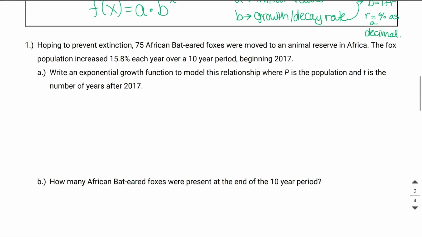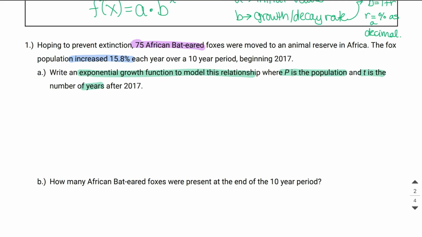Okay, so let's take a look at an example here. Hoping to prevent extinction, we are told that we have 75 African bat-eared foxes. They were all moved to an animal reserve in Africa. The fox population increased by 15.8% each year over a 10-year period beginning in 2017. So it says to write an exponential growth function to model this relationship where P is the population and T is the time in years after 2017.